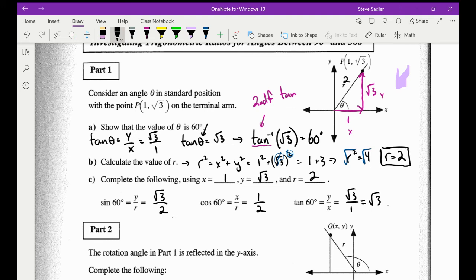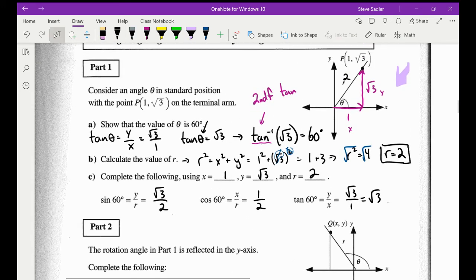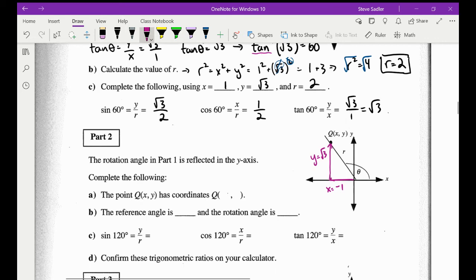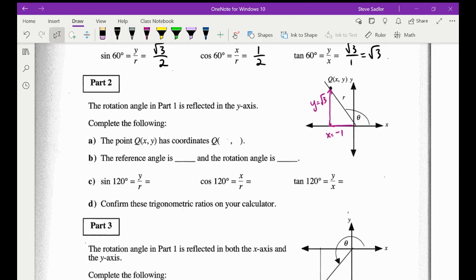Now what we are going to do is reflect this in the y-axis. So instead of doing positive 1 and positive root 3, we're going to flip that point to the other side of the y-axis. So that means our x is still going to be 1, but our y is going to be, that's a lie, our x is going to be negative 1, and our y is still going to be root 3. So the coordinates are going to be negative 1, root 3.